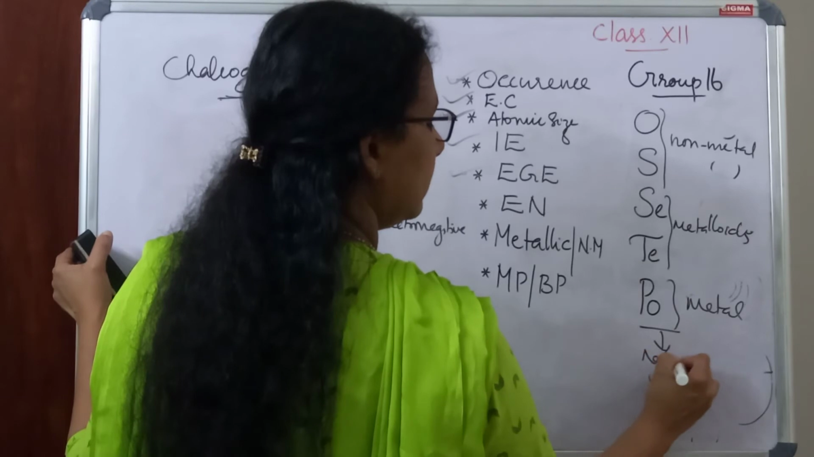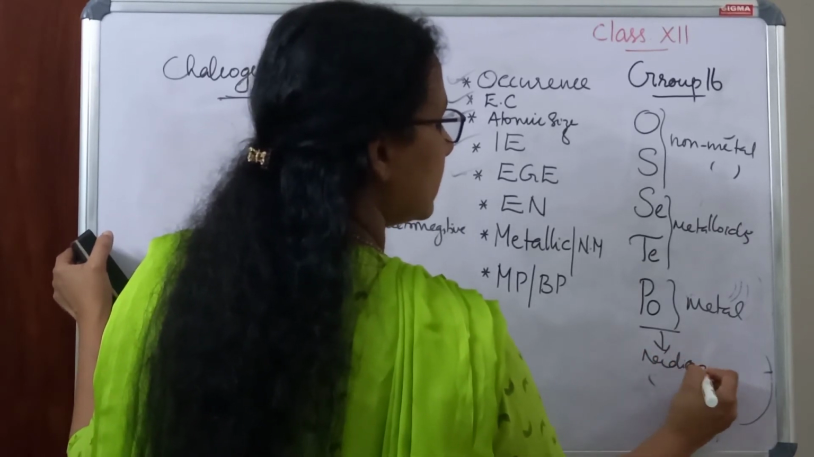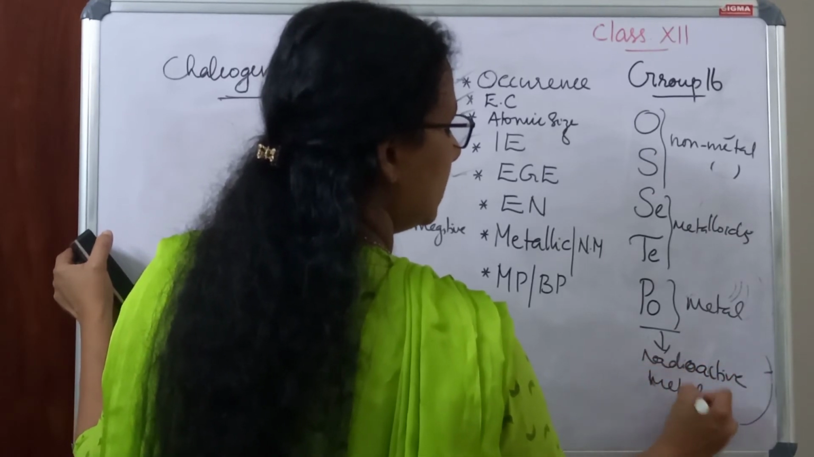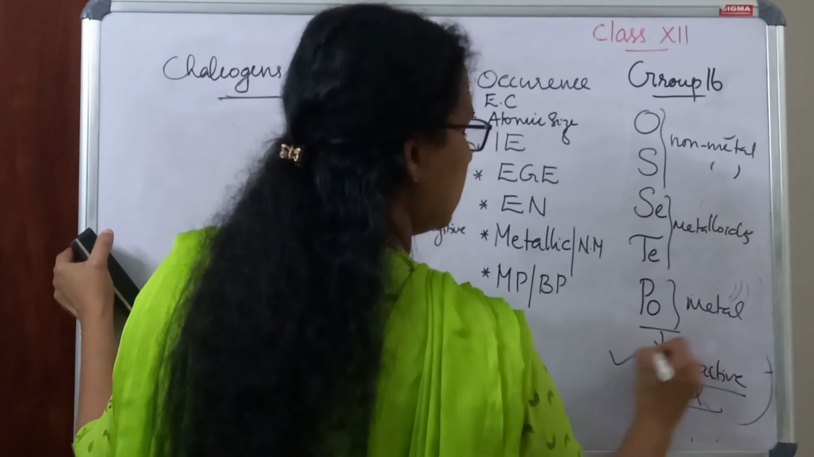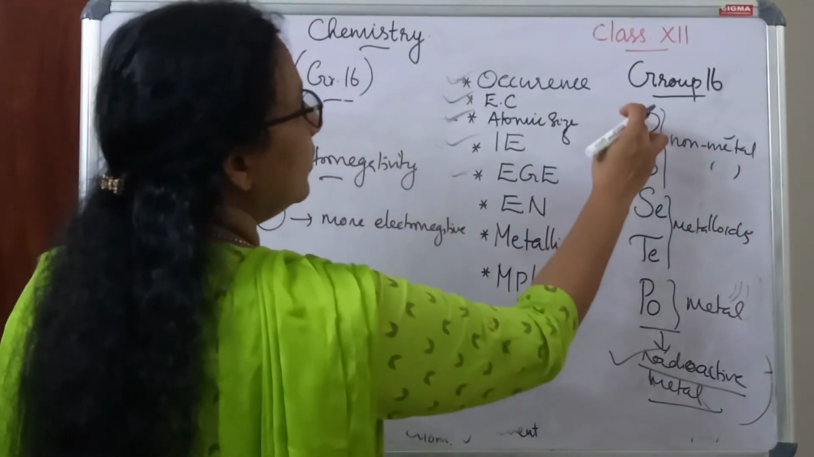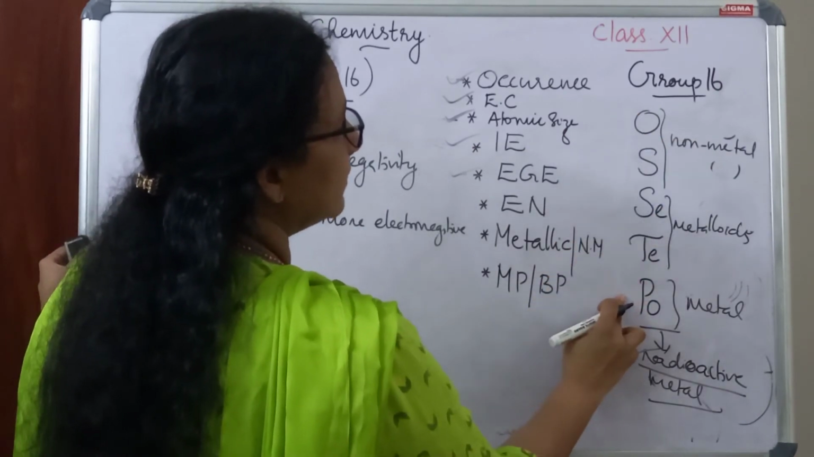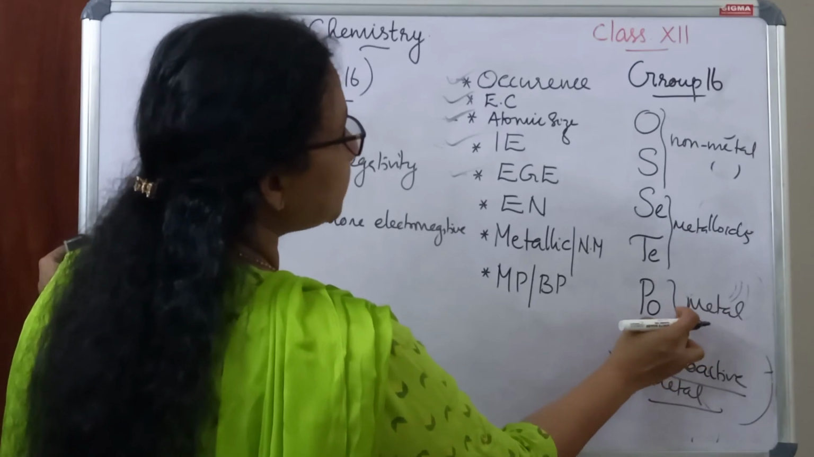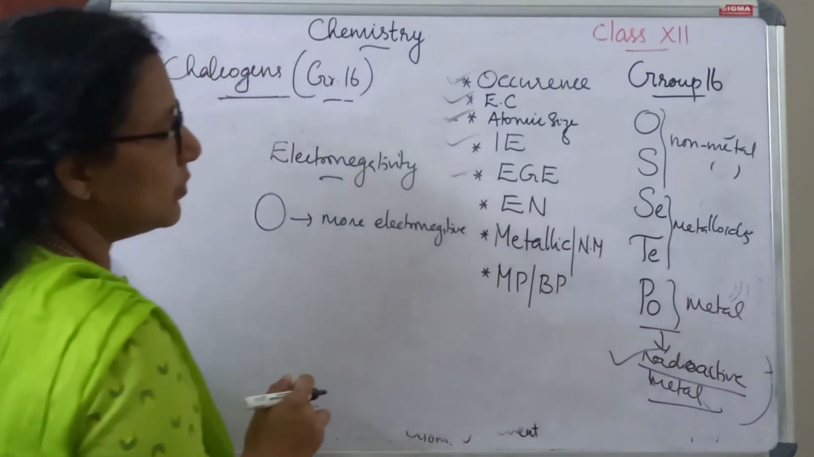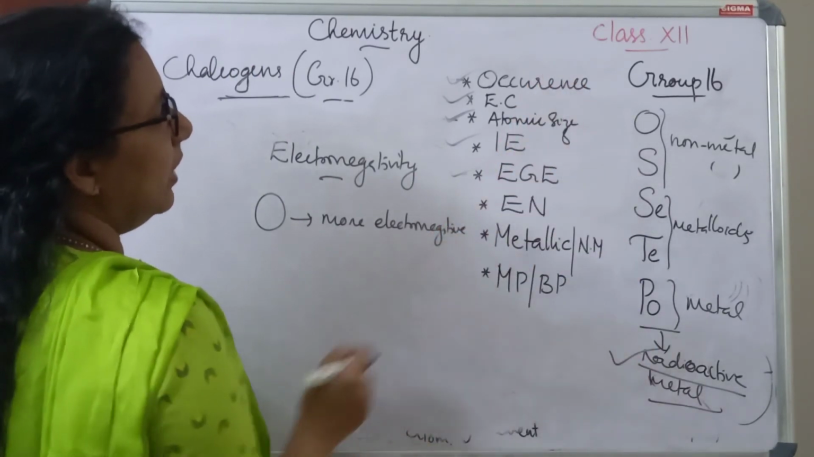That is another important question. What is the only radioactive metal in group 16? Polonium is a metal, but it is a radioactive metal. And we know that the metallic character is increasing here. The electrons are in the outermost shell, that is far away from the nucleus as we are coming down the group.